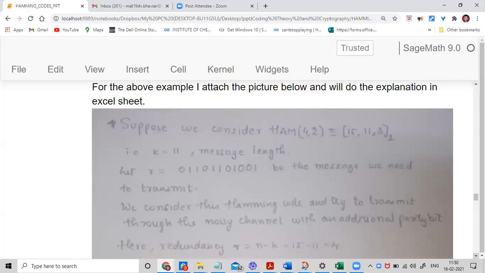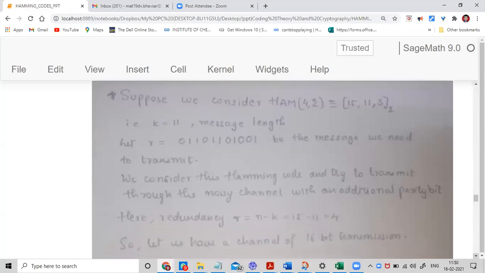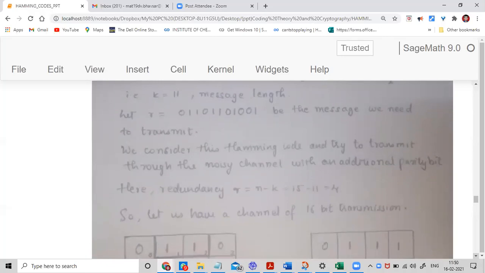We consider this Hamming code and try to transmit through the noisy channel with an additional parity bit. Now, what is an additional parity bit? That also I'll explain in the Excel sheet. So here the redundancy R is equal to n minus k, which is 15 minus 11, equal to 4. So these are the parity checks, which we check after receiving a code. I'll explain it nicely here.